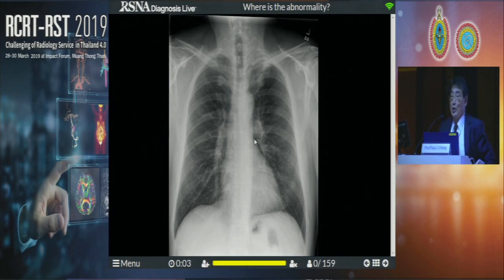Next case. This is another touch question. Where's the abnormality? See, young people, you don't like plain films anymore, do you? You go, show me the CT. But you know, 70% of radiology work is still projectional radiography, and you can't forget it. And I'm going to tell you something. When I show you the answer, you're going to be very sad. No, you're not going to be sad. Your professors are going to be sad. Because this is one of the things you should never, ever, ever miss. No, that didn't help. Everyone is now frozen. They don't want to say anything now.